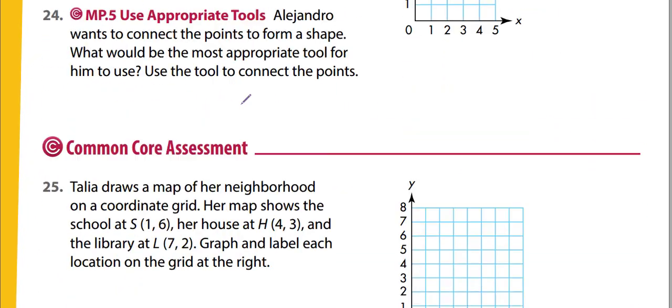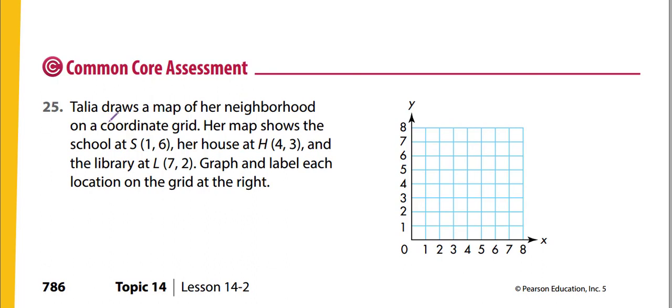The last question down here: Talia draws a map of her neighborhood on a coordinate grid. Her map shows the school at S, for school, 1 and 6. So to go to the school, we have to go 1 first. Imagine yourself like you draw yourself here. Then go to the right 1, and then upstairs 6. So this is like your classroom, the school S. Her house at H, 4 and 3. So going right 4 and up 3.